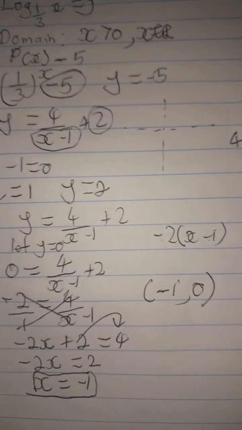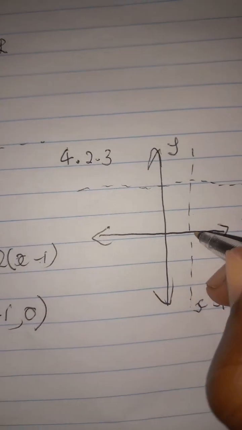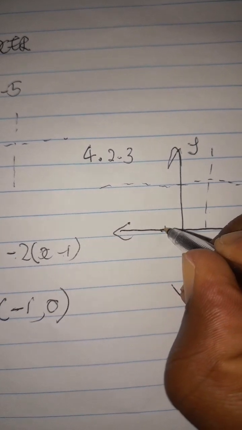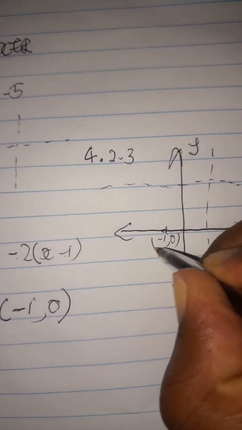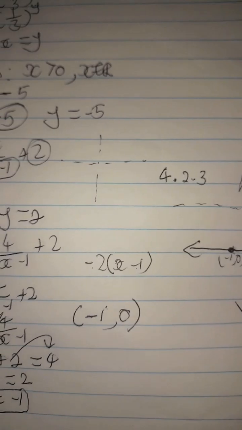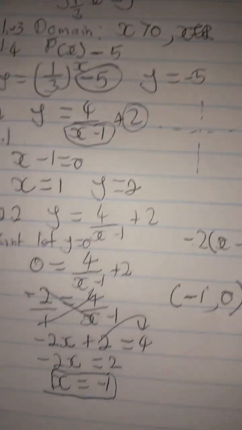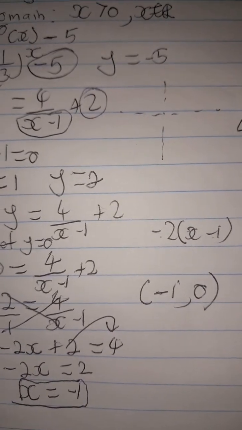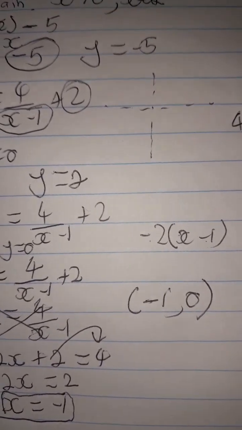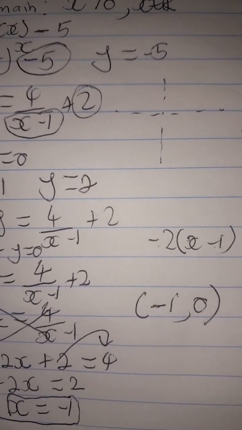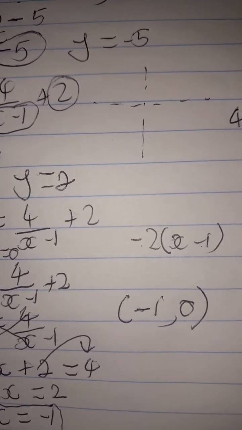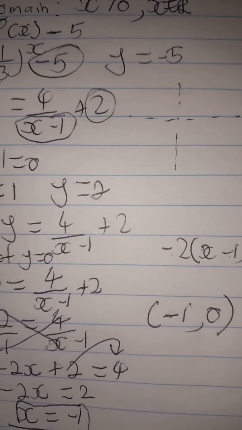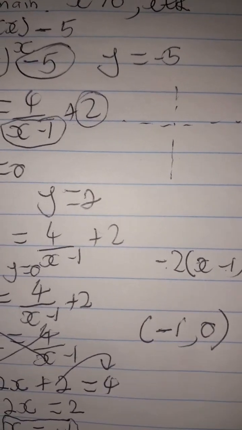Then our x-intercept was negative 1. So 0, 1, negative 1. Maybe it's here, negative 1 and 0. Okay, we have this. So what about the y-intercept? So let's try to get the y-intercept. Where there is x, you can substitute by 0. So just say 4 all over 0 minus 1 plus 2. Our y-intercept is negative 2. So we have y-intercept is negative 2.